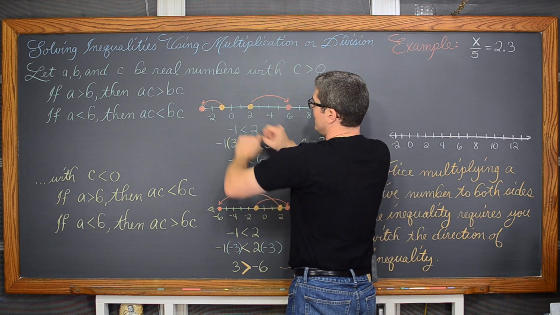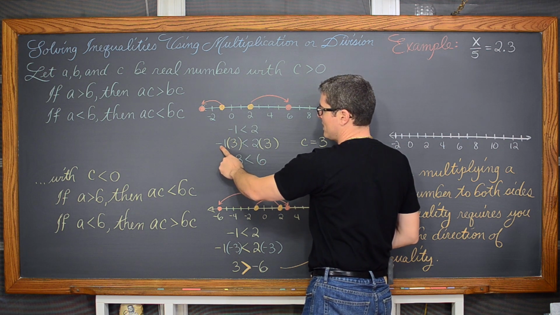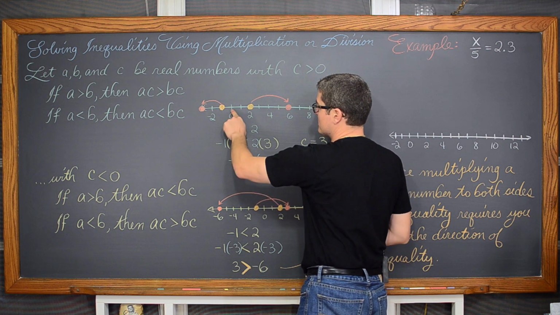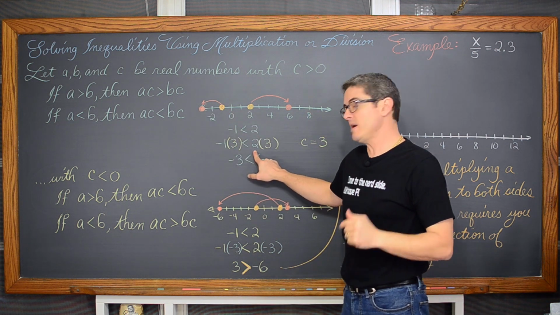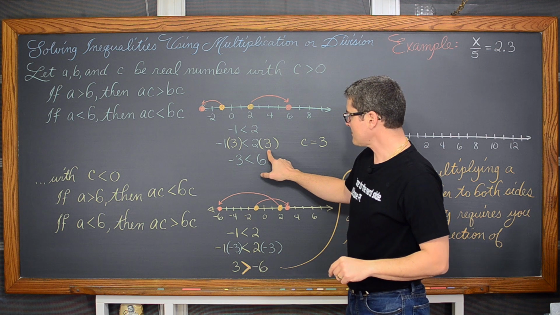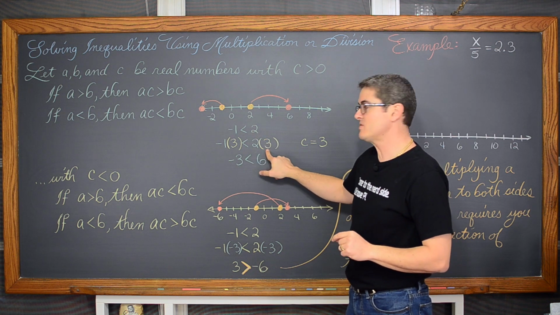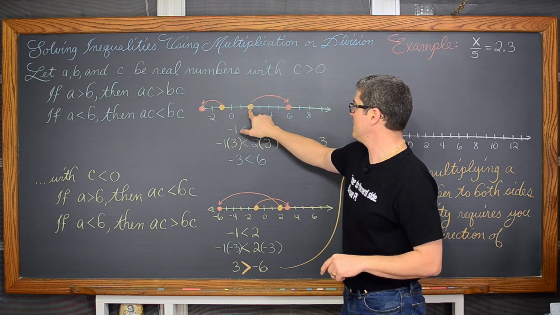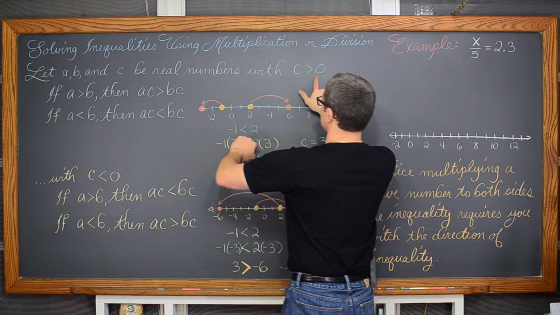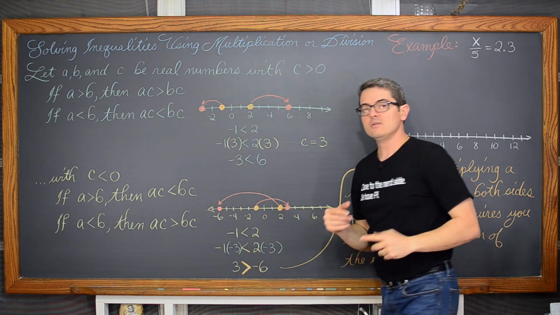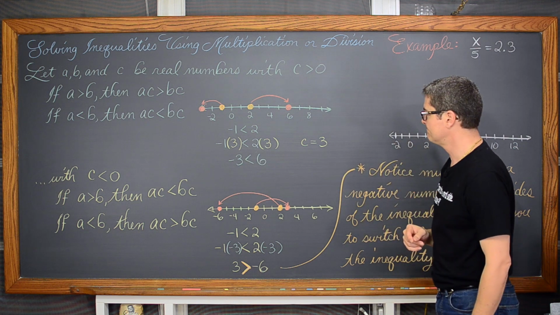Instead of one movement to the left of 1, we're going to move 1 unit to the left 3 times. So 1, 2, 3, and we're at -3. And instead of moving to the right 2 units, we're going to move to the right 2 units 3 times. So from 0, we're at 1, 2, and 3. So by multiplying by this positive value of C, we're moving farther away from 0 on the number line, and we keep that inequality going in the same direction.